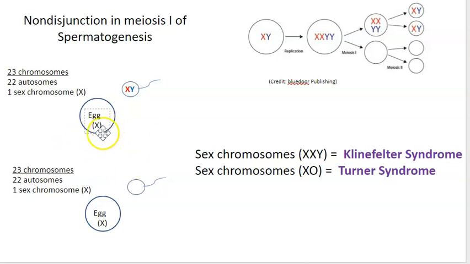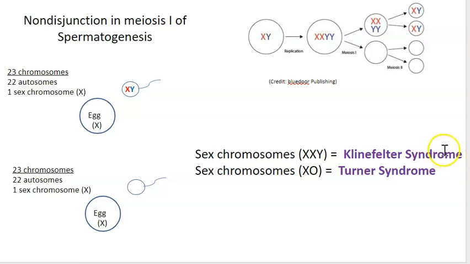The egg will give an X, and the sperm is carrying an X and a Y. So the sex chromosomes that this individual will have are XXY. Now remember, this individual is going to have 47 chromosomes in all the cells that make up their body, because once these fuse together and form that zygote, then mitosis begins, and it divides and divides and divides until it forms that fetus. So in this case, if you end up with someone that has an XXY, it results in a condition called Klinefelter syndrome.